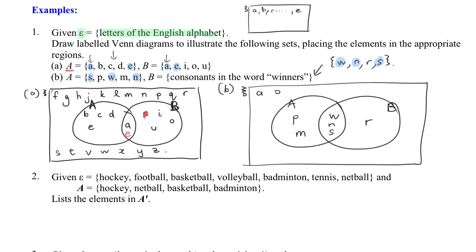A, B, C, D, E, F, G, H, I, J, K, L, M, N is there, O, P is there, Q, R, S, T, U, V, W is there, X, Y, and Z. Right, so that's part B. Drawing a Venn diagram and fitting all the elements in the different groups.